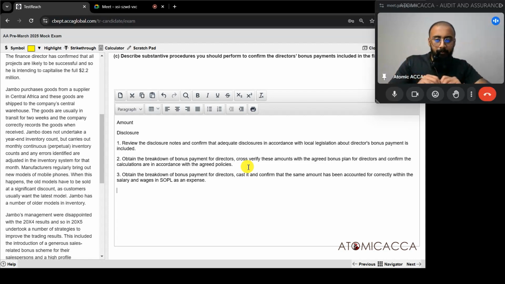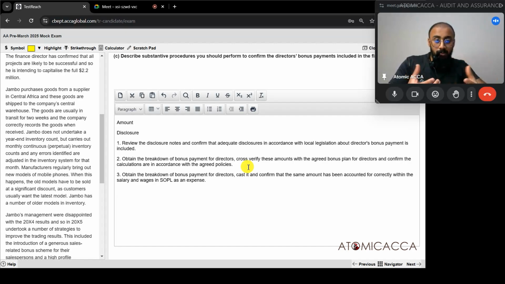So third one is okay. Now we told about whether this is in accordance with policy or not to figure out calculation is correct. Number two, we check the calculation and connected to the SOPL and check whether the accounting is correct or not. Third thing, calculation is correct, accounting is correct. Was this paid correctly or not? Did this get paid to those directors, or is it still a pending payment?